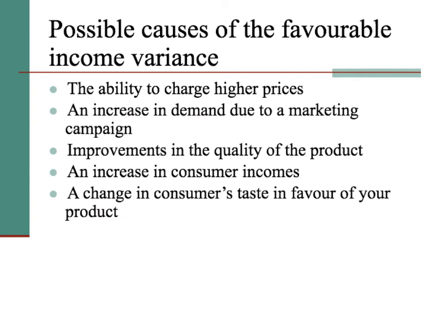So when we look at some of the clues in the case study, these are some of the things that you might consider. So why might you get a favourable income variance? It might have been because you were able to charge a higher price. If one of your competitors has gone out of business, then customers would have needed somewhere to go and you could be the alternative, in which case you can benefit from a higher price because there's no competition or very limited competition. It might be that there's been an increase in demand due to a marketing campaign.